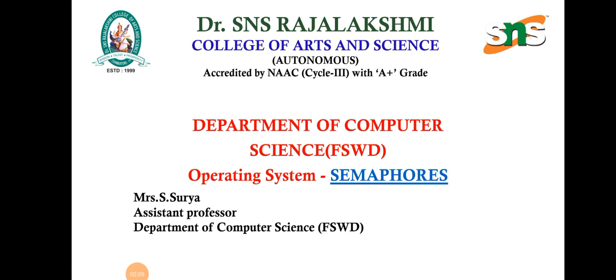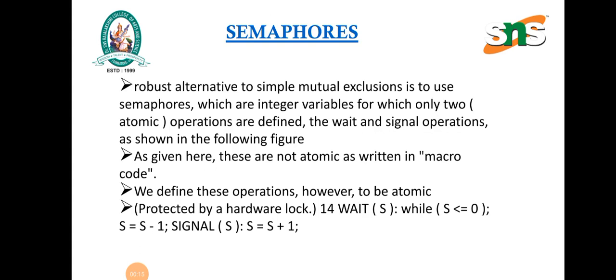Web Development. And today we are going to see about operating system semaphores. Semaphores: the robust alternative to simple mutual exclusion is to use semaphores, which are integer variables for which only two atomic operations are defined. The first, wait and signal operation, is shown as given here.